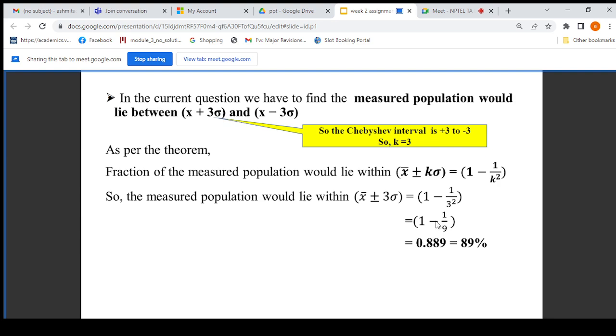So my question is, if we have to consider Chebyshev and find the fraction of the measured population between x plus 6 sigma and x minus 6 sigma, what will be the fraction then?